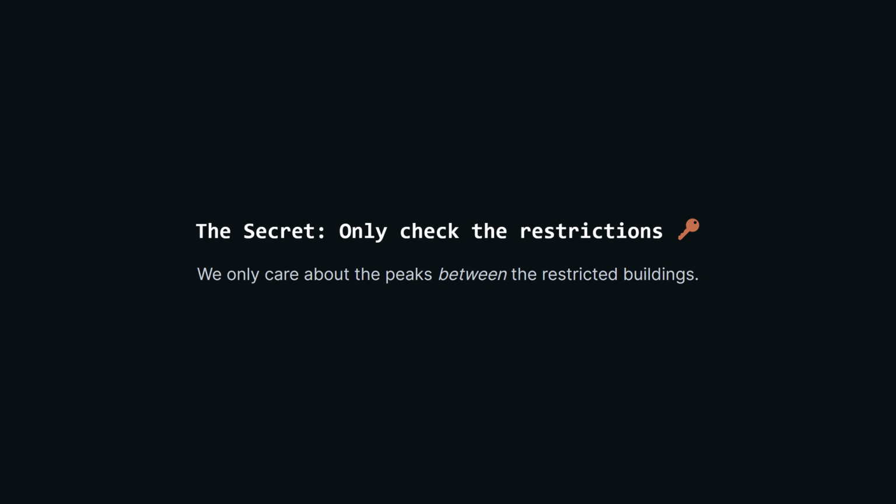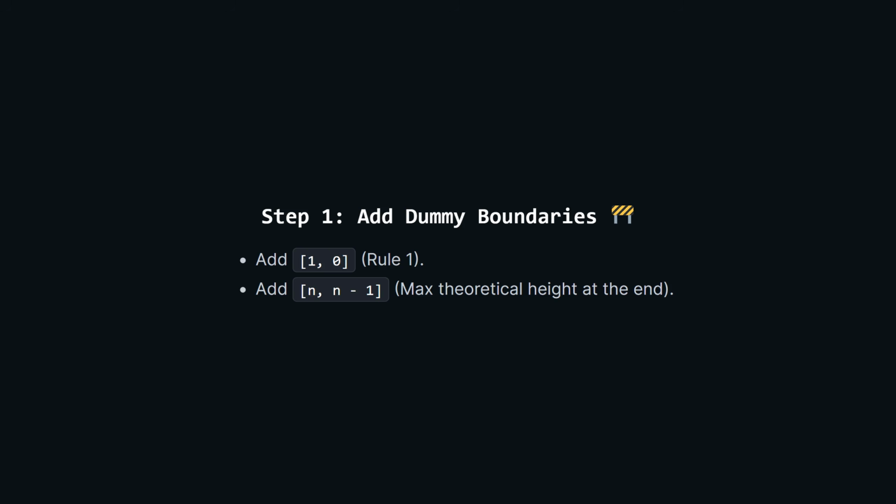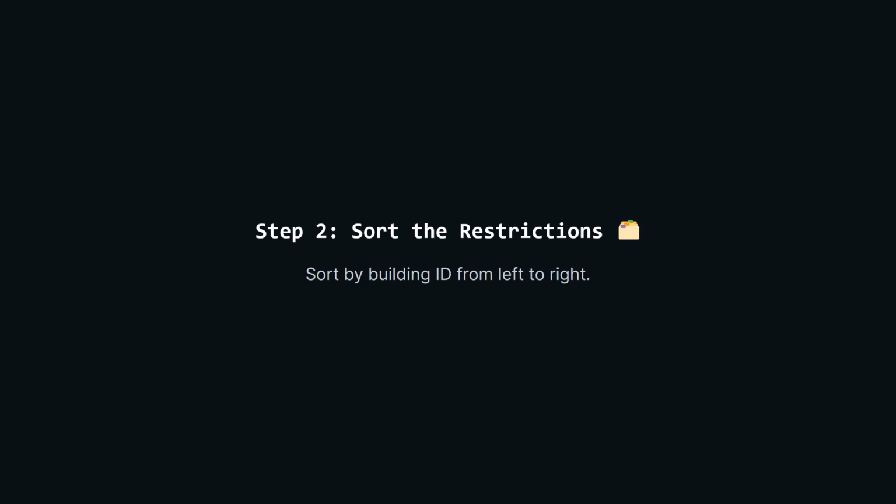We can't just simulate building every single one from 1 to n, because n can be a billion and we would run out of time. The secret trick here is that we only actually need to care about the buildings that have restrictions on them, and the mountain peaks that can form between them. The first step in our approach is to add 2 fake restrictions to act as boundaries, the rule that building 1 is 0, and a theoretical maximum for the very last building. Then, we sort all our restrictions by their building ID, so they are ordered from left to right.